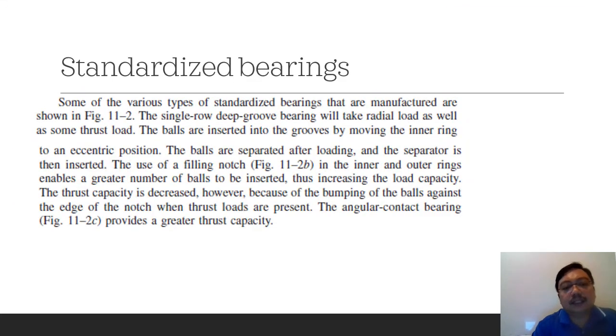So the standardized bearings. Some of the various types of standardized bearings that are manufactured are shown in 11.2. The single row deep groove bearing will take radial load as well as thrust load. I will explain what a single row is. This slide shows types of bearing. The balls are inserted into the groove by moving the inner bearing into the eccentric position. This is what I want to explain: what is meant by a groove, and what is meant by eccentric position?